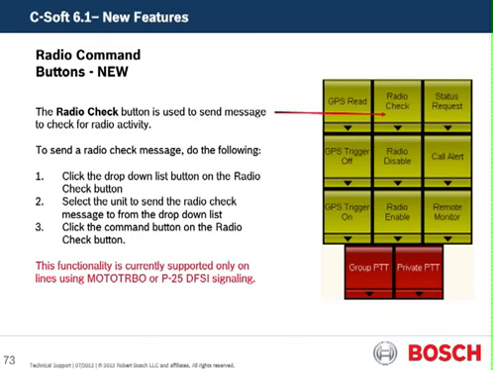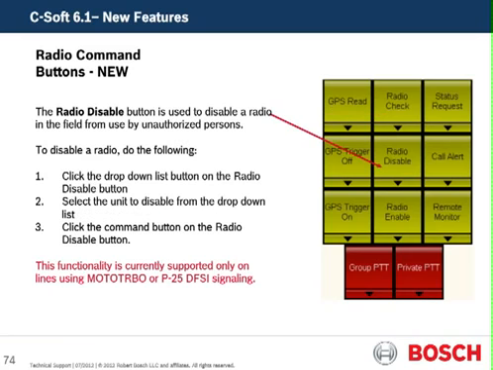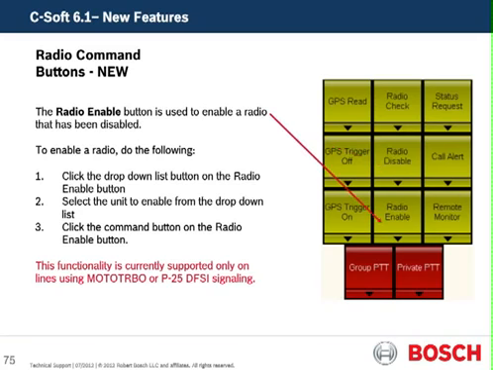The radio check button is used to send a message to units in the field to check to see if they are turned on. This functionality is currently supported only in Moto Turbo and DFSI lines. The radio disable button is used to disable a radio in the field from use by unauthorized persons. This functionality is currently supported only on Moto Turbo and DFSI lines. The radio enable button is used to re-enable any radio that has been disabled. This functionality is currently supported only on Moto Turbo and DFSI lines.